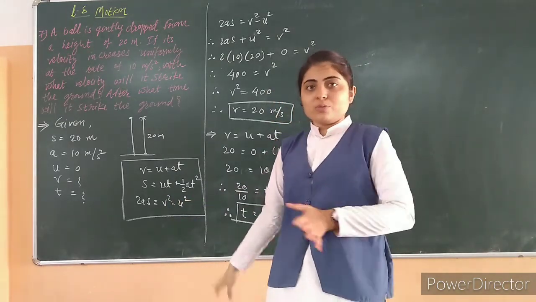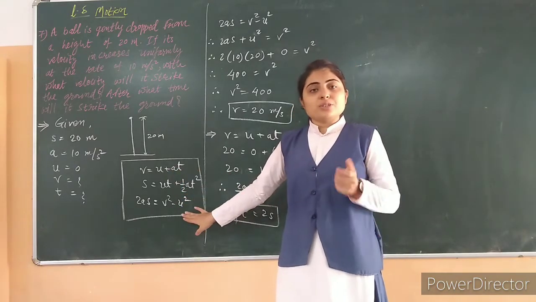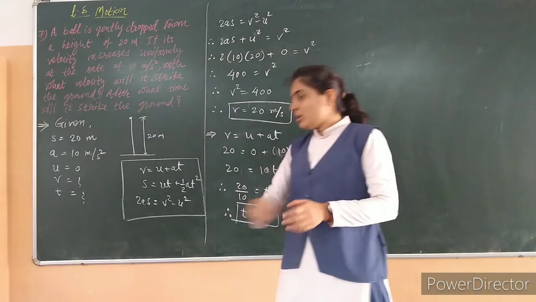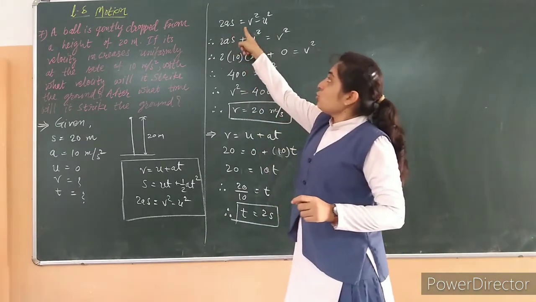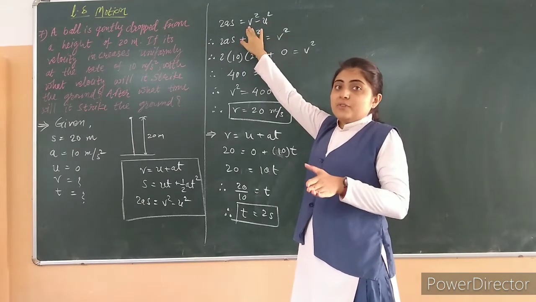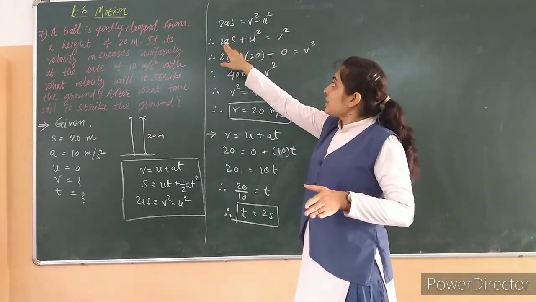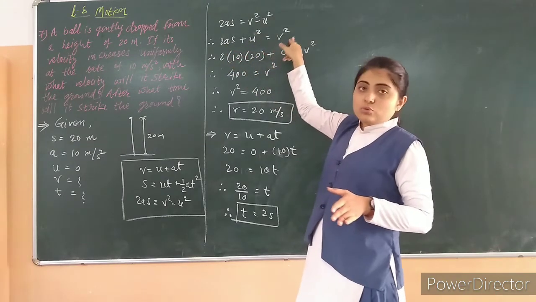Time is not given, so we don't use the equation with the time term. We use the equation without the time term. So the third equation we can use to find V. The equation is 2AS is equal to V square minus U square. We need V, so U square we take to this side. So 2AS plus U square is equal to V square.